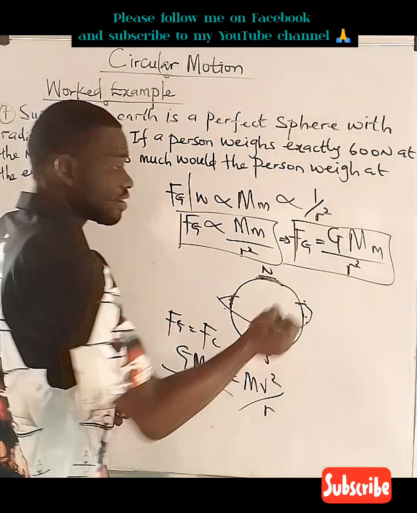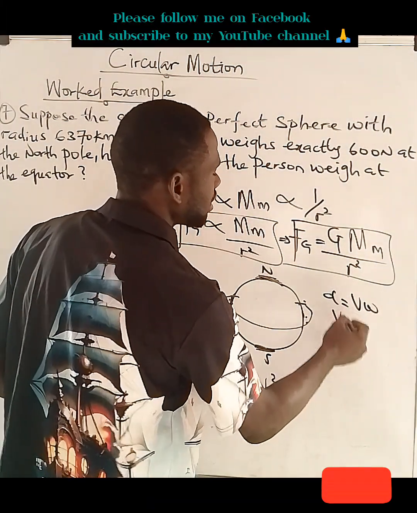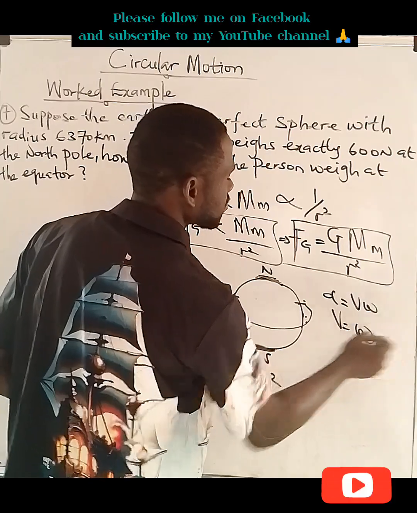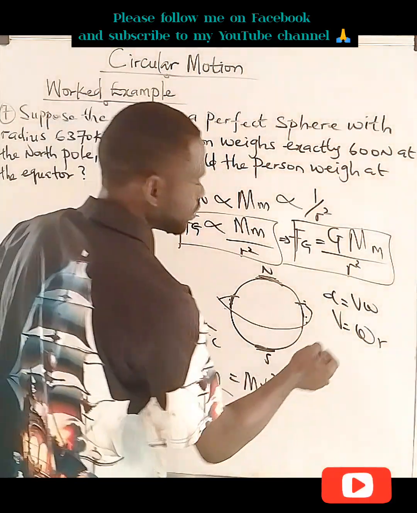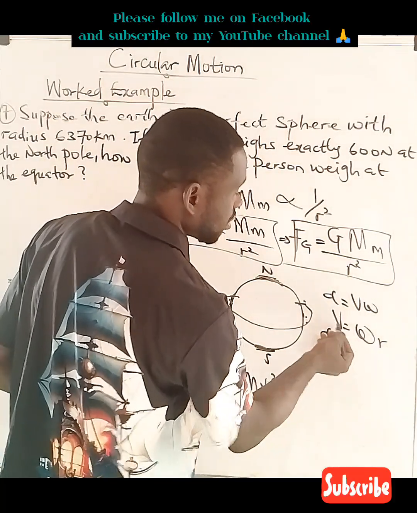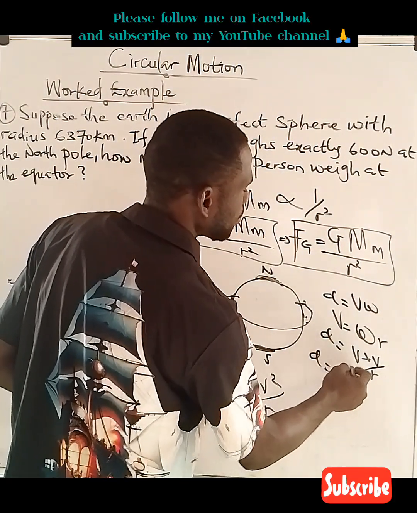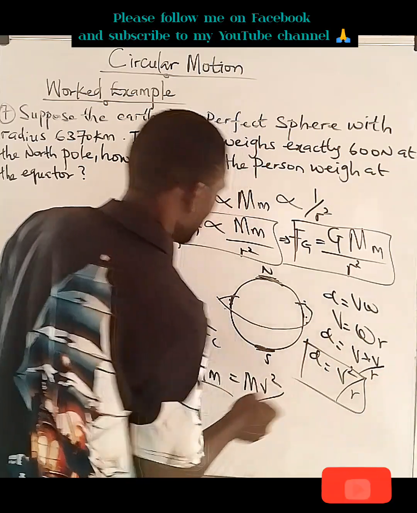Don't forget that the acceleration is linear velocity times angular velocity. Linear velocity itself is angular velocity times radius, so angular velocity is velocity over radius. So you have v times v over r. We wrote this in previous lessons.